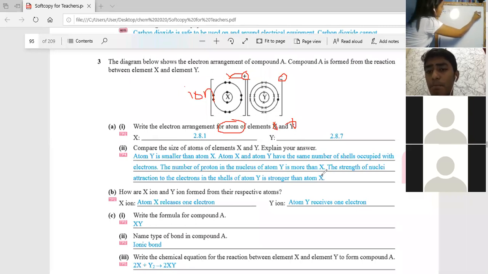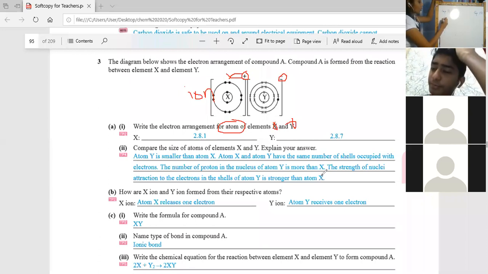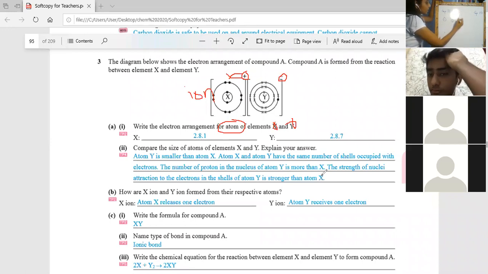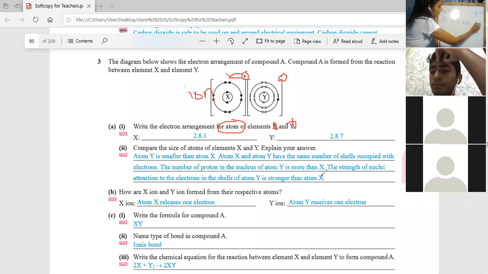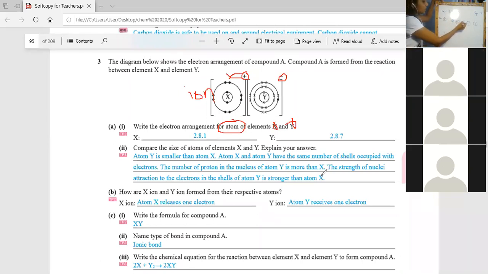Okay, group 1, group 17. Here is 1 proton, 2 protons, group 2, 3 protons, group 13, 4 protons, group 14, 5 protons, group 15, 6 protons, group 16, 7 protons, group 17. Are we clear? Yes. Okay, so if I'm doing period 3 it is sodium, so 11 protons, 12 protons, 13 protons, 14 protons, 15 protons, 16 protons, 17 protons.